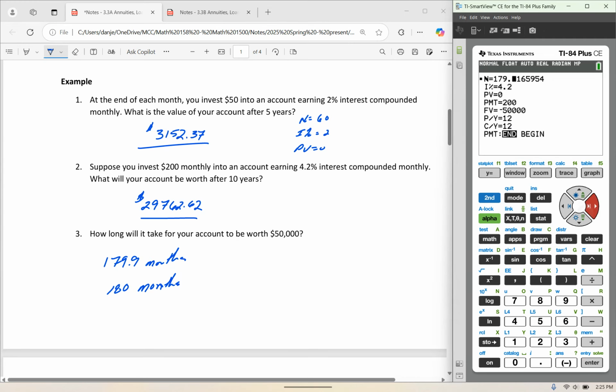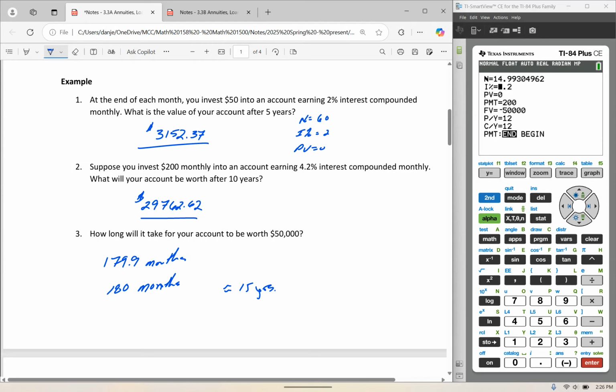If I want to know how many years that is, simply divide that N value by 12. And notice it became 14.99 years. So that's approximately 15 years that it will take for that investment to be worth $50,000. Again, we're looking at the value of the increasing annuity. I'm putting money in each month. My investment's going to grow.